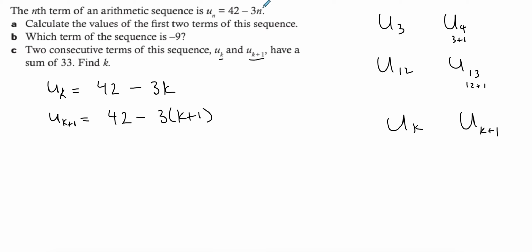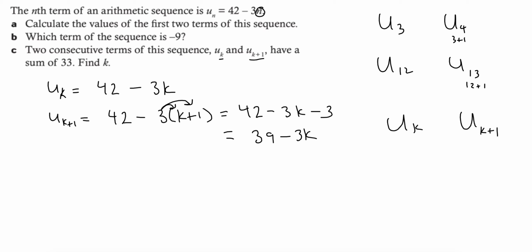Because you need to substitute this whole thing with a long algebraic expression, you have to put brackets if you're substituting something long. I could be substituting my name in here, then I'm going to put brackets in there. So this is a bit long, so I'm going to expand and simplify. I'm going to get 42 minus 3k minus 3, and that would simplify to 39 minus 3k.